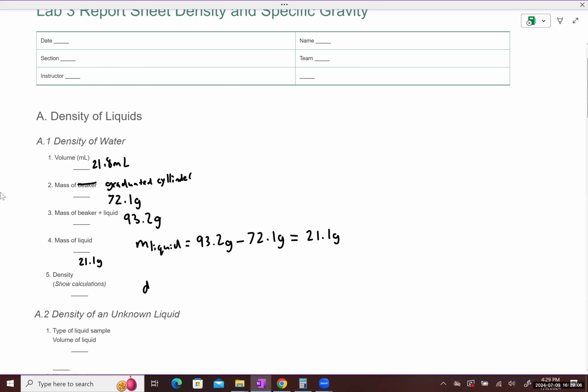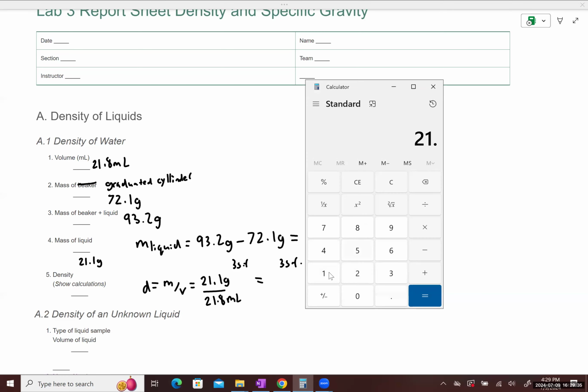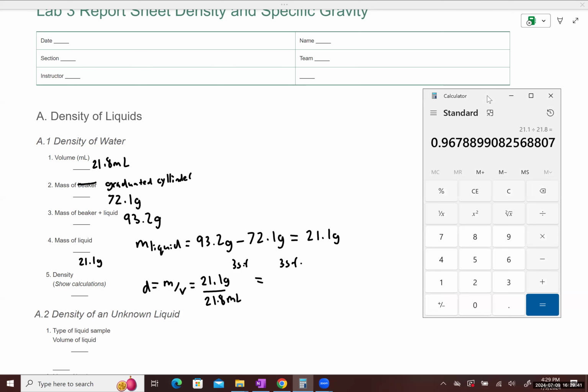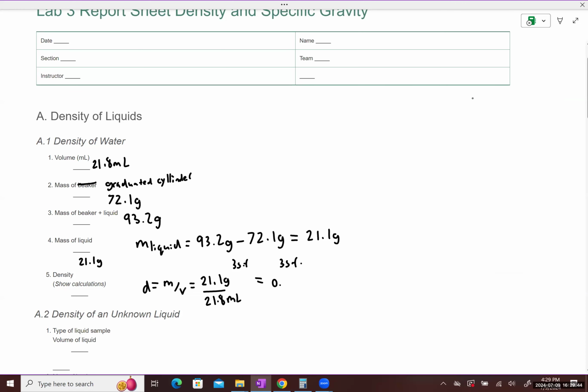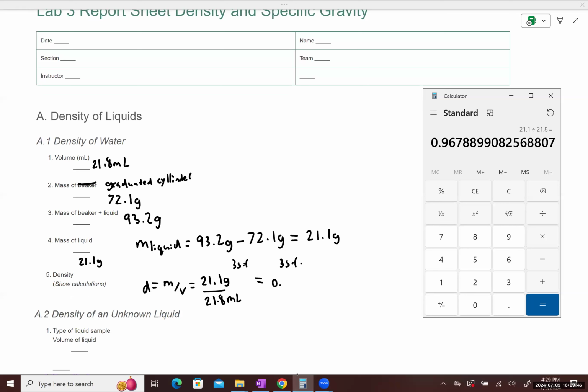So if density corresponds to mass over volume, we have a mass of 21.1 grams over a volume of 21.8 milliliters. Both of these inputs have 3 significant figures, so our final answer should have 3 significant figures. So let's calculate this now. So we have 21.1 divided by 21.8, and that in turn gives us a density of 0.9678.